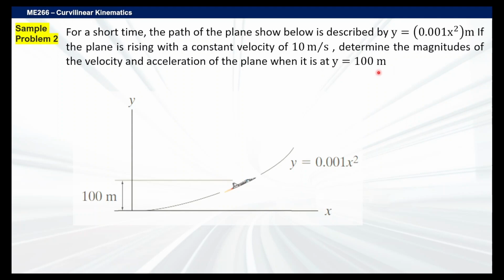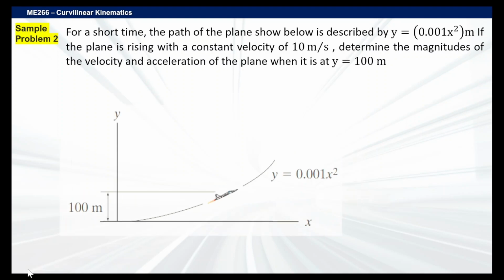Okay, so this is a different kind of problem we're in. Di siya in terms of, di siya with respect to time. Okay, so before we really tackle the problem, of course, we analyze muna what we have muna.